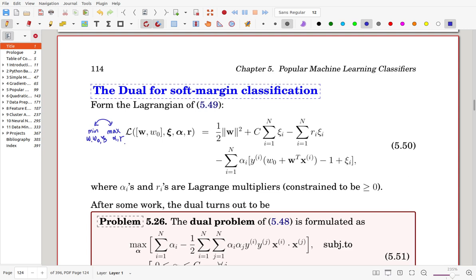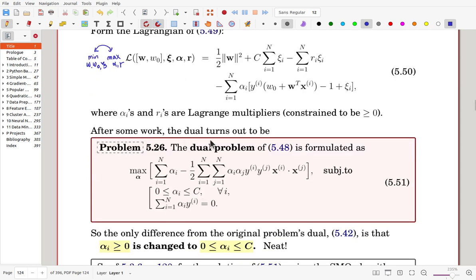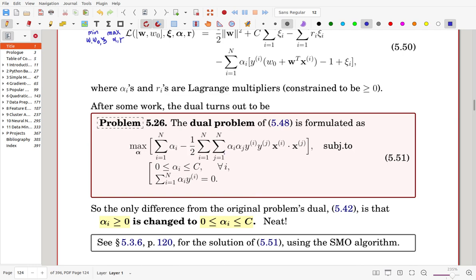First, we try to get the optimization for the minimum of the Lagrangian. And now we are using, again, the same way, the KKT condition, and here we simplify. Then we reach this dual problem. So after some work, the dual turns out to be this one. This dual problem of the soft margin classification is really almost the same as the original dual problem. The only difference is this portion.